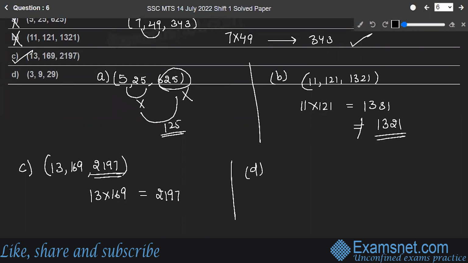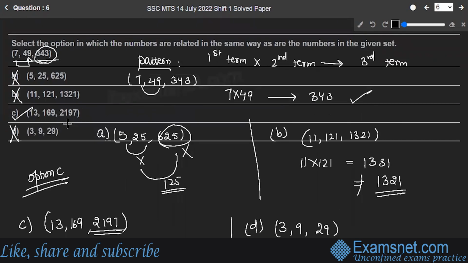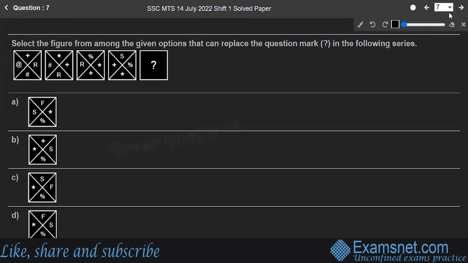Let's go with the D one. Then we got our answer, but still we want to confirm with all the options. So let's go with that as well. So 3 multiplied by 9 gives you 27, which is not equal to 29. So this is also incorrect. So we already got our answer to the question. Option C is the correct answer to the question. Hope you are clear. Next, question number 7.